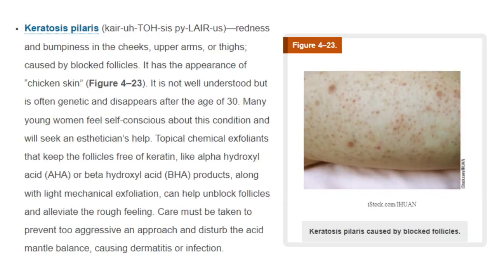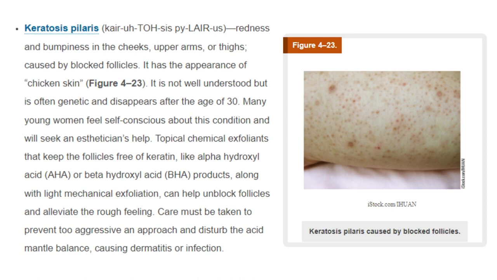Keratosis pilaris, redness and bumpiness in the cheeks, upper arms, or thighs, caused by blocked follicles. It has the appearance of chicken skin, Figure 4.23. It is not well understood but is often genetic and disappears after the age of 30. Many young women feel self-conscious about this condition and will seek an esthetician's help.